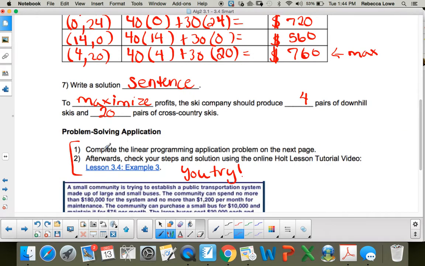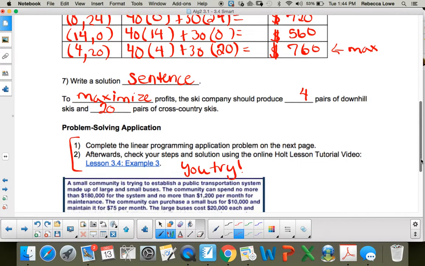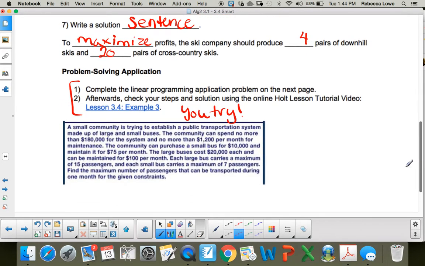So your job for the next video is to complete the linear programming application on the next page. Check your steps and solution using the online Holt tutorial video. The solution is posted there. I also put a video up myself of the solution. So give it a try. It's important that you try, and then check your work. Okay, we'll go from there.